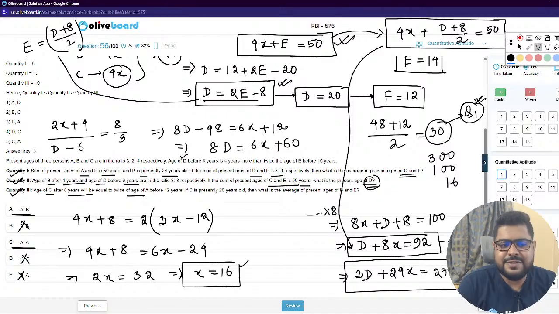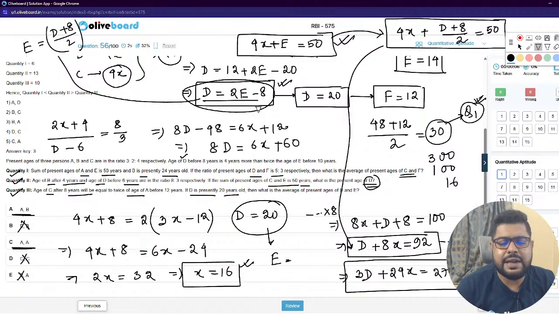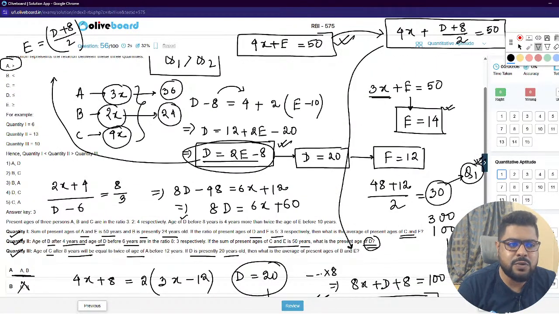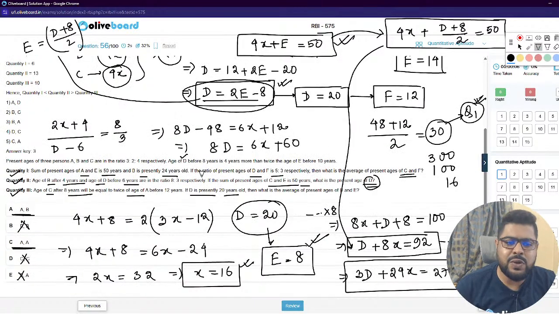So I know everyone's value, A, B, C. D is presently 20 years old. So E is presently how many years old? So this is the D and E relation. E will be 2 into 20, that is 40, minus 8, that is 32. E is 32. Present age of B and E. X is 16, means B is 32. B is 32, E is 8.